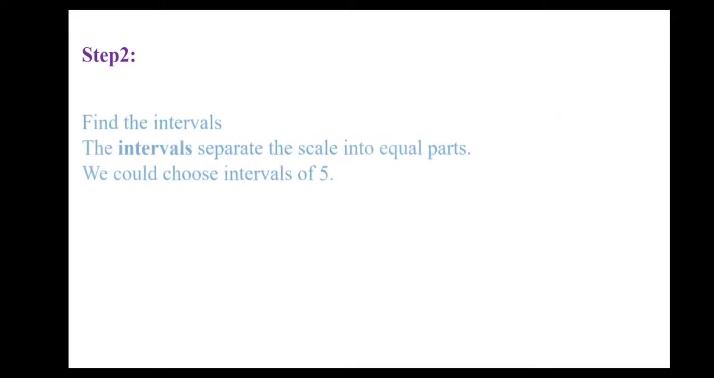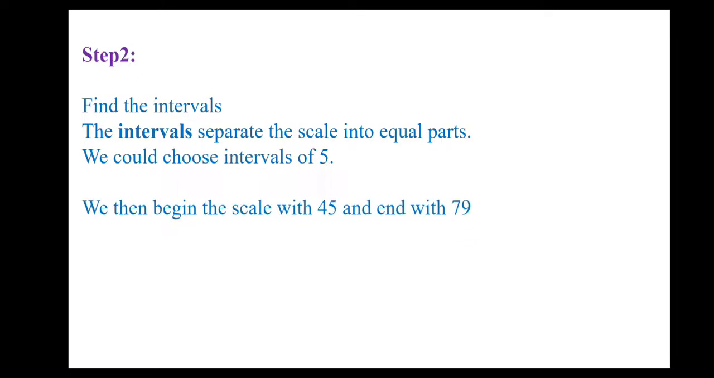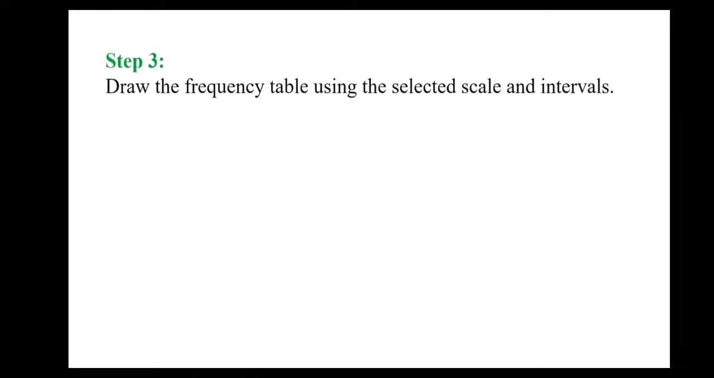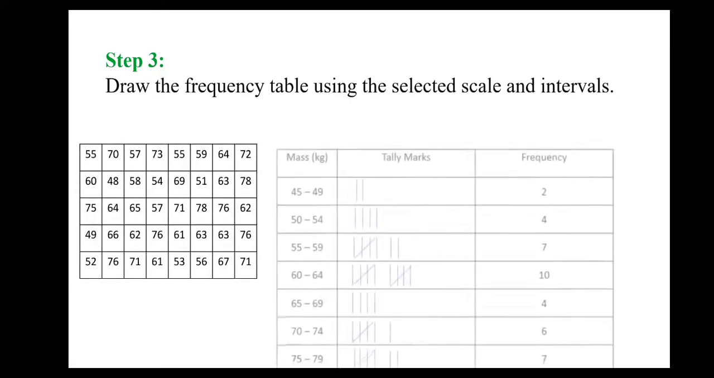Second, find the intervals. Scale into equal parts. We could choose intervals of 5. See, begin with 45 and end with 79. Look at that. Draw the table using the selected scale. These are the numbers. How do you make it?